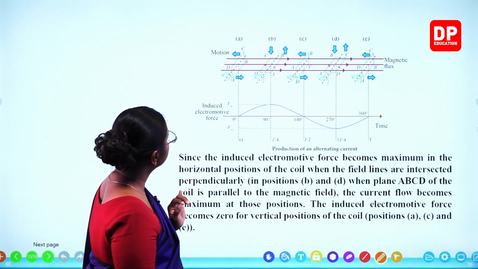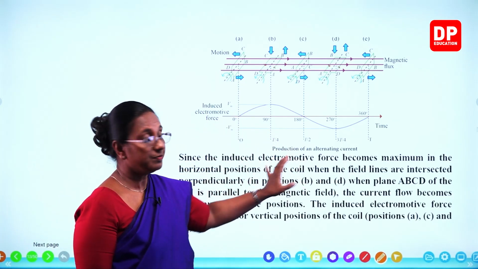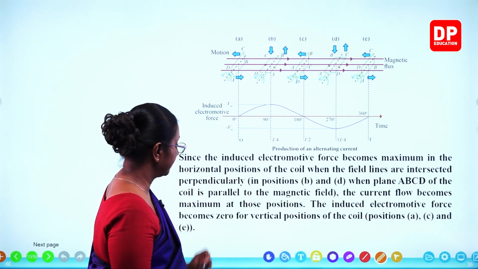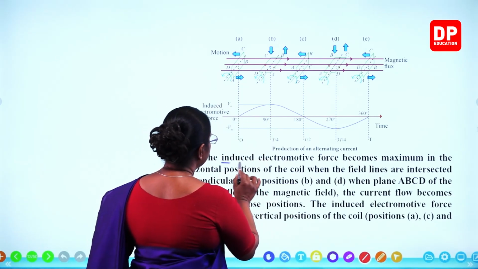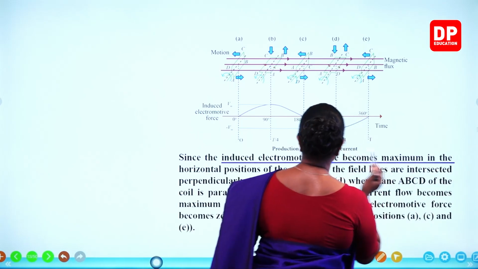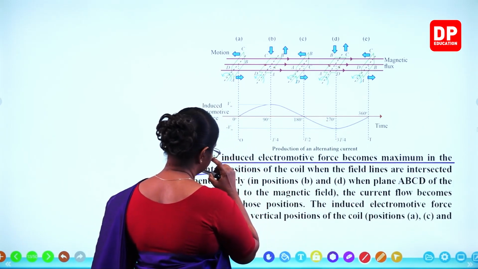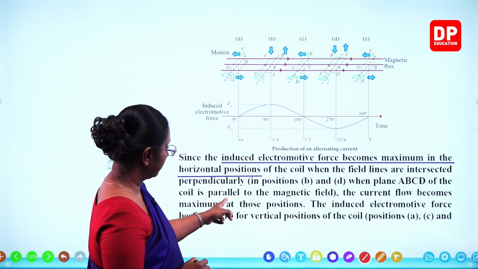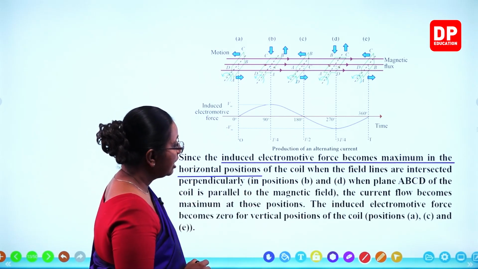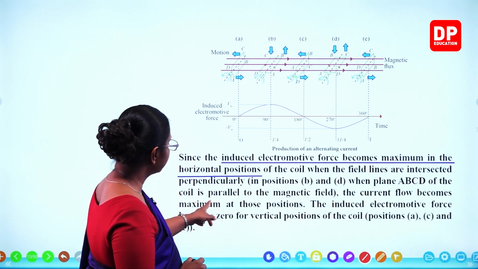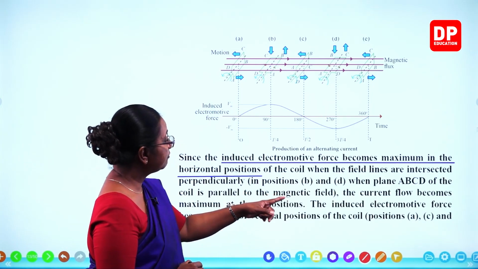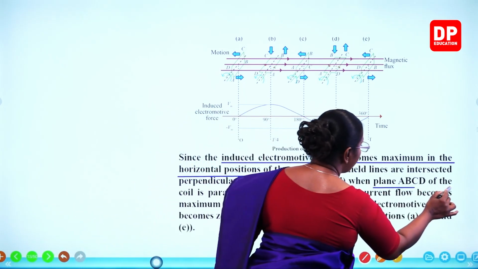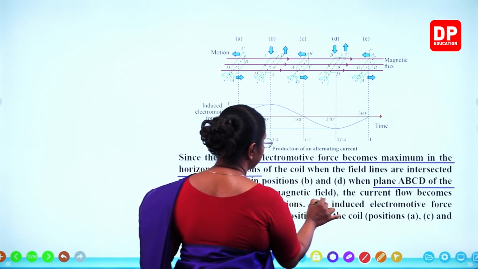So, here also the explanation continues, the same diagram. Since the induced electromotive force becomes maximum in the horizontal position, this is important. Induced electromotive force becomes maximum in the horizontal position of the coil, when the field lines are intersected perpendicularly, that is in positions B and D. When plane ABCD of the coil is parallel to the magnetic field, the current flow becomes maximum at those positions.